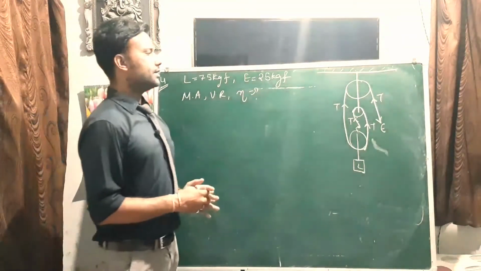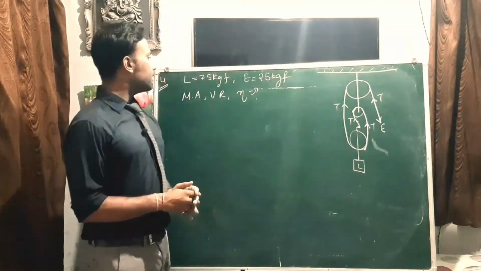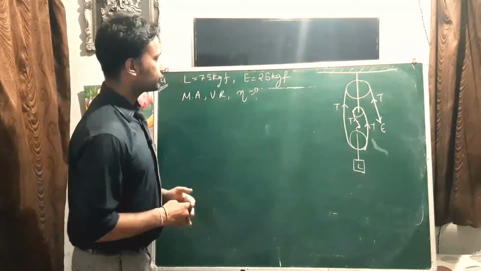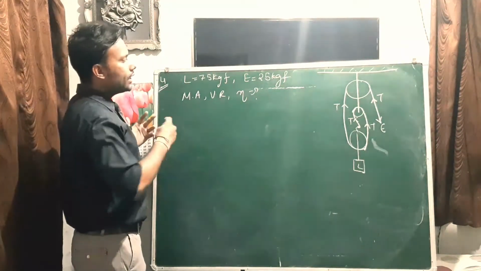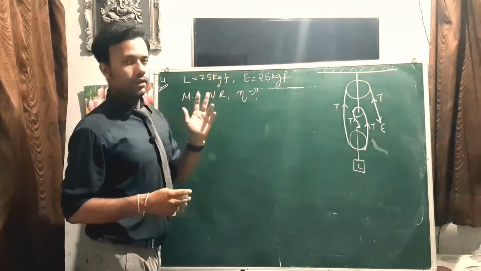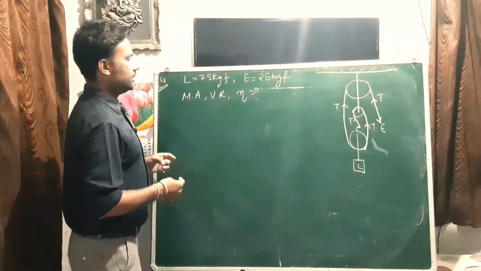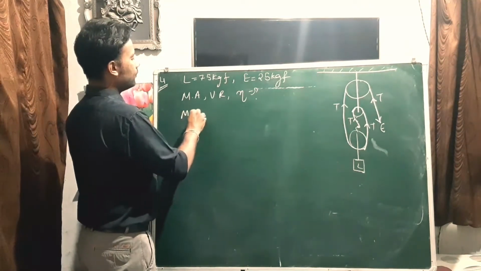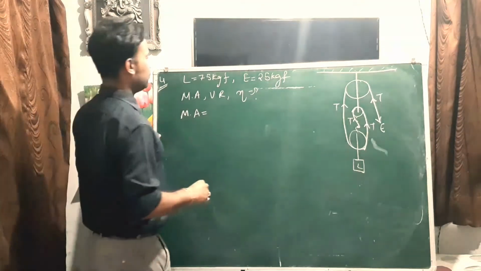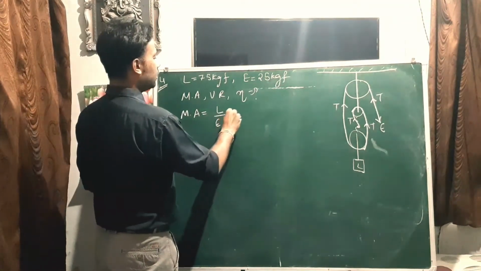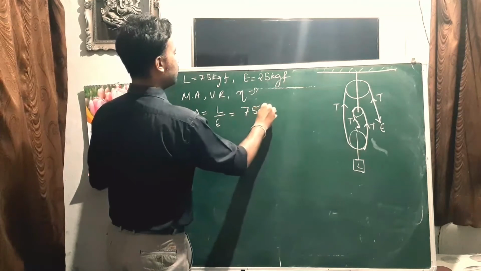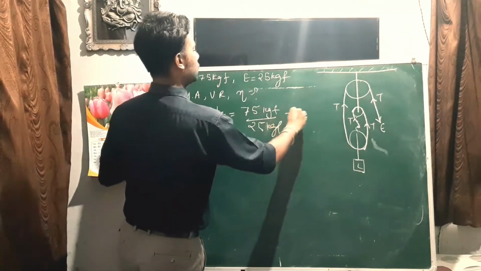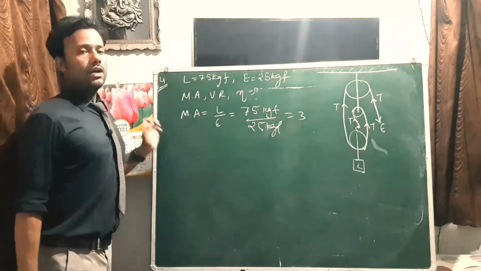fine. Now you can see that we have to find the mechanical advantage and the velocity ratio in this case. We already have the load and the effort. It's quite easy to find these terms. The mechanical advantage will be equal to what? Load upon effort. So load is 75 kgf upon effort is 25 kgf. So obviously the mechanical advantage is 3.